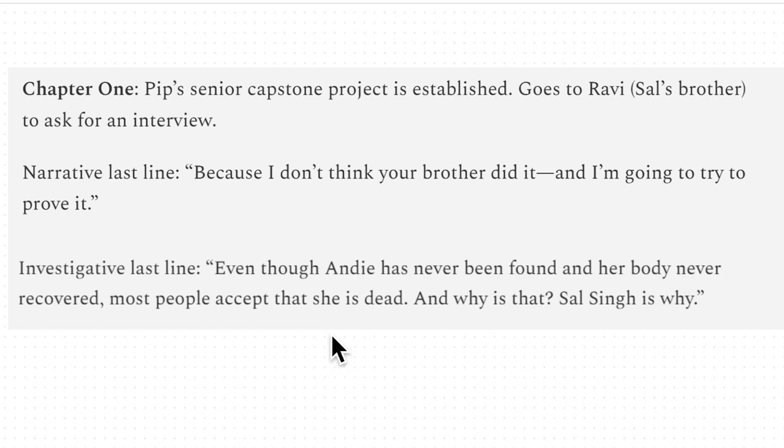In the investigative section here, we get the story of Andy's disappearance and stats about missing persons that demonstrate how unlikely it is for someone to disappear forever, their body never found. Note how this whole section has been crafted to leave us with questions about Andy's disappearance. Not to mention the curiosity seed in that last sentence right there about Sal.